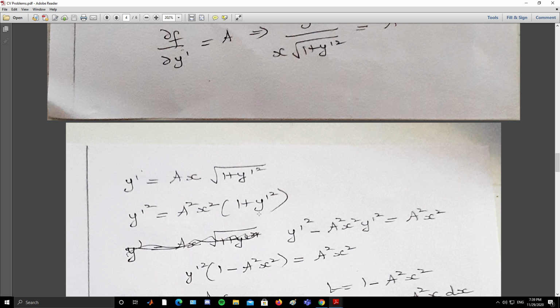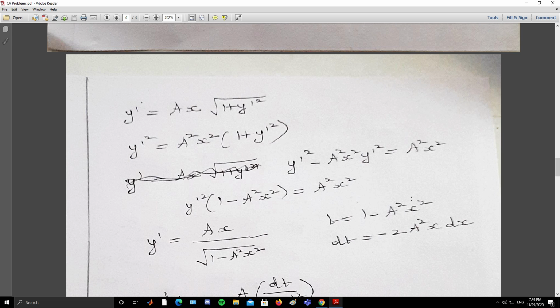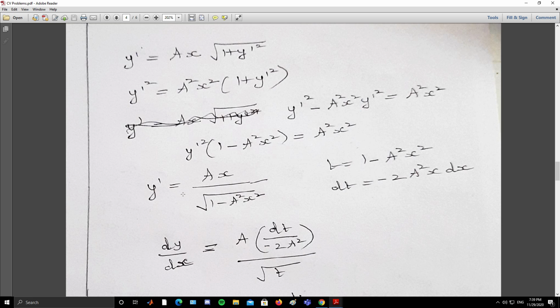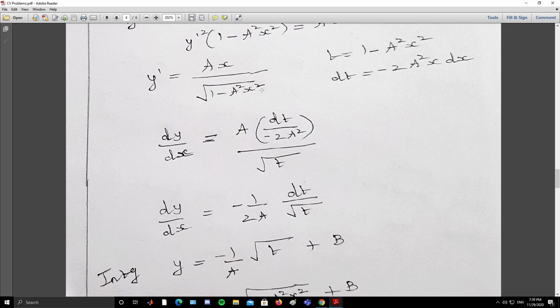Then bring the derivative terms to the left side. So y dash square minus a square x square y dash square equals a square x square, or y dash square into 1 minus a square x square equals a square x square, or y dash equals ax by root of 1 minus a square x square. So now what is y dash? dy by dx. You have to solve this by the variable separable method. Take t as 1 minus a square x square, dt is minus 2a square x dx. So the right side is a into x dx, which is minus 1 by 2a square into dt, and the denominator is root of t.